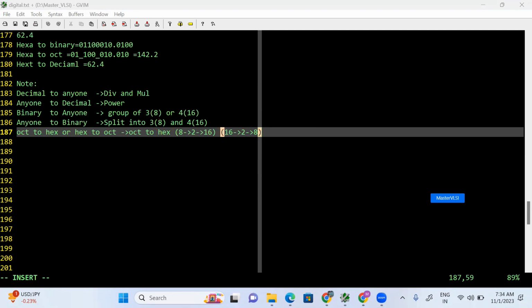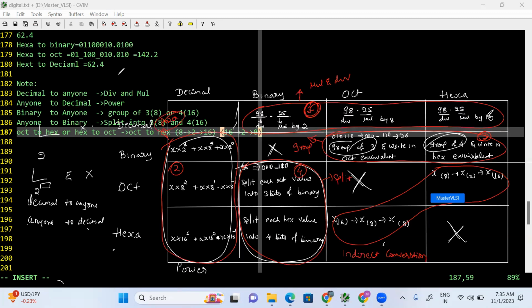Binary to decimal will come here for you. See, 1 minute. I'll bring the table once again. Now cover this line and tell me, how will you tell decimal to any one? So all the 3 we covered. Okay, this rule is done. Any one to decimal means this table is done. Binary to any one. Here I think we have one exception we need to take.